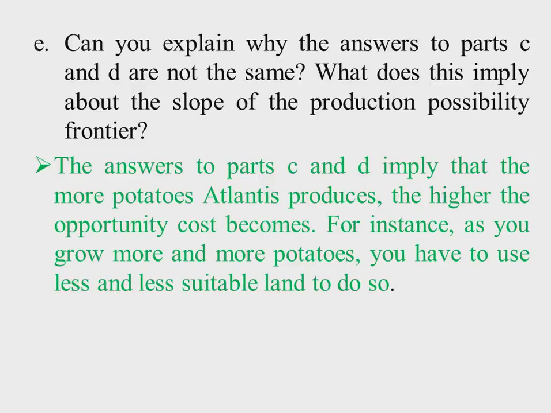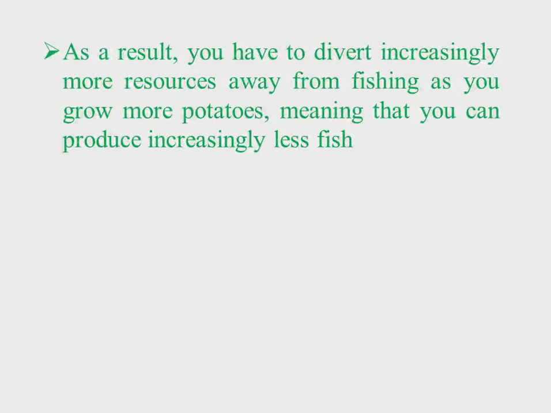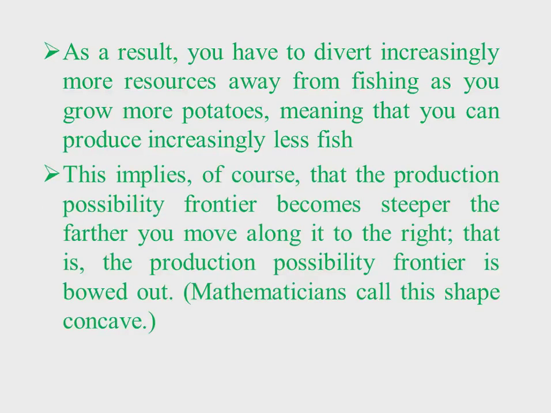For instance, as you grow more and more potatoes, you have to use less and less suitable land to do so. So with that, we conclude that as a result, you have to divert increasingly more resources away from fishing as you grow more potatoes, meaning that you can produce increasingly less fish. And with that, it implies that the production possibility frontier will become steeper the further you move along it to the right. And this means that the production frontier is bulged outwards.